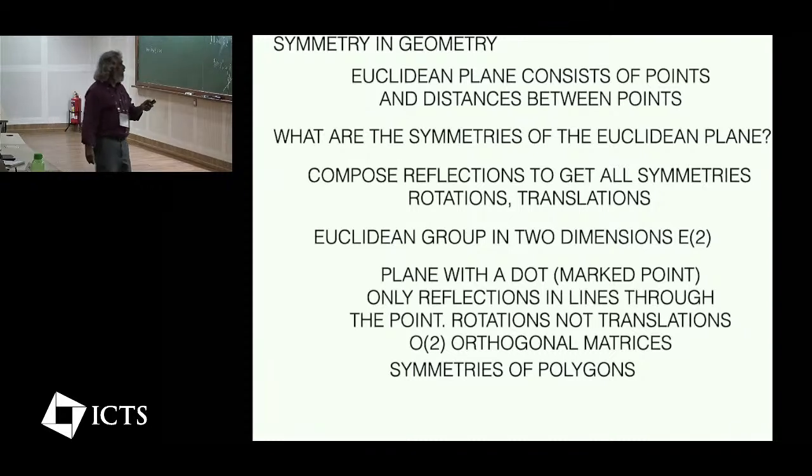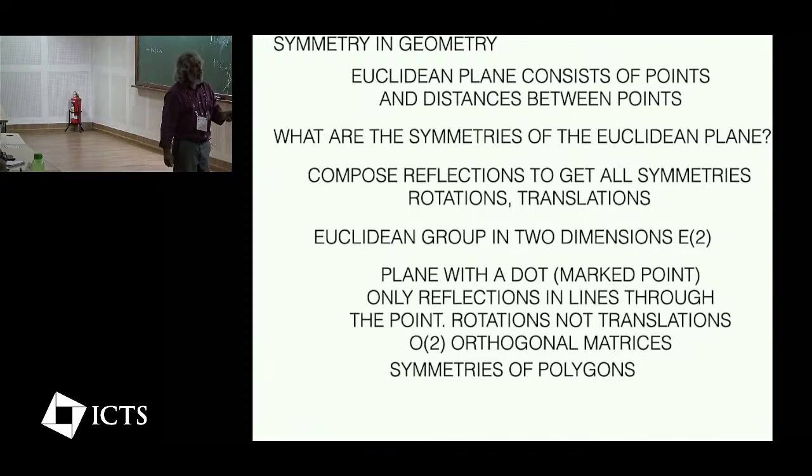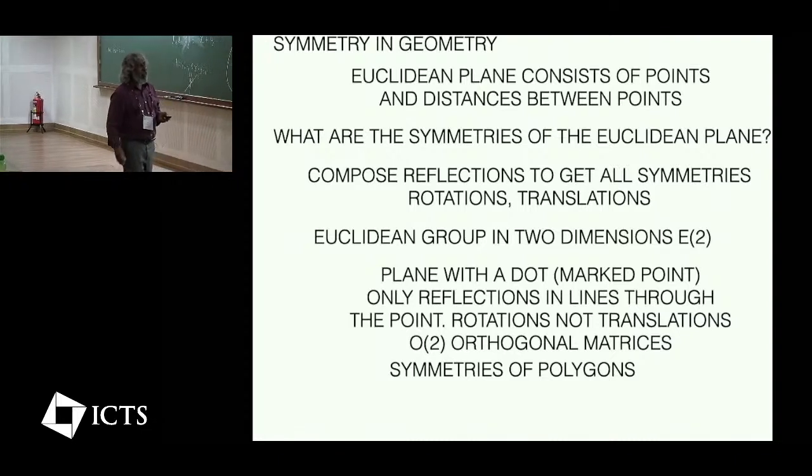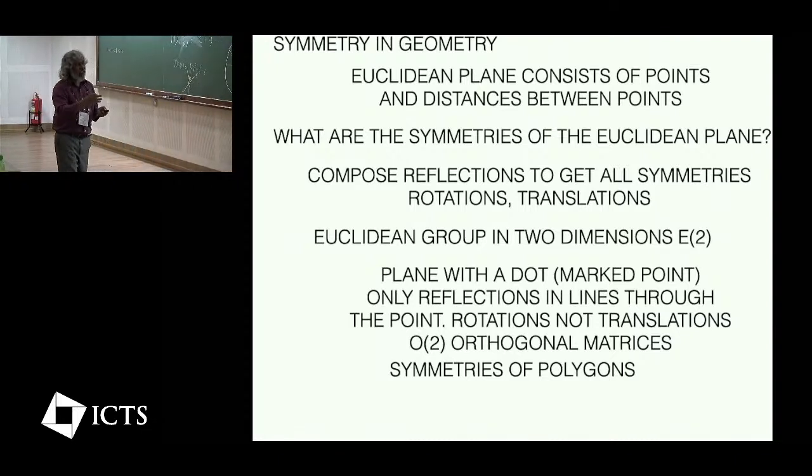So this group is called the orthogonal group. That is to say, the group of 2 by 2 matrices whose inverses are equal to their transposes.